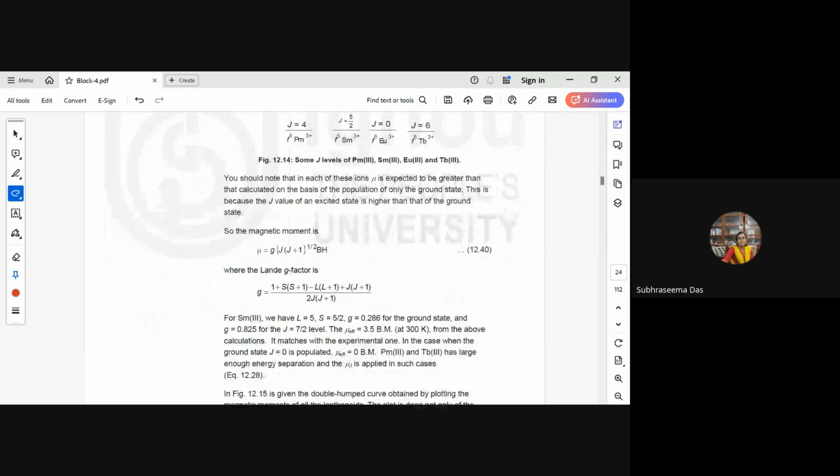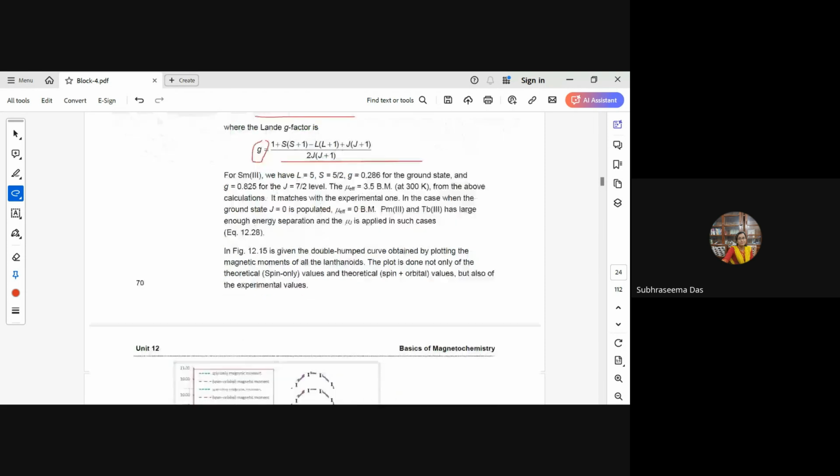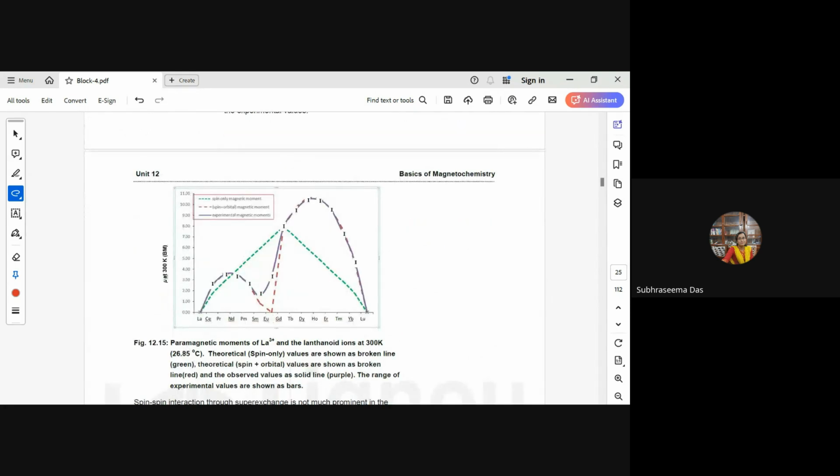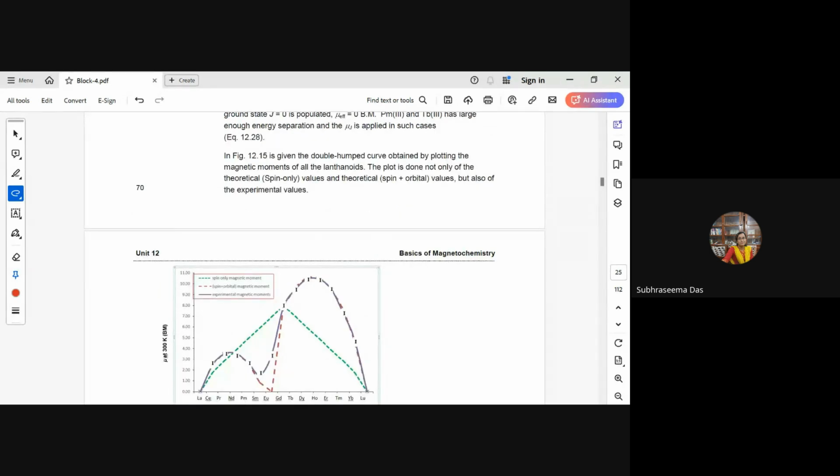So here the magnetic moment is given as g times [J(J+1)] to the power of half, in Bohr magnetons. Here g is the Landé factor, and it is given using this equation. The values have been calculated and they match the experimental data. In figure 12.5, the paramagnetic moments have been plotted.